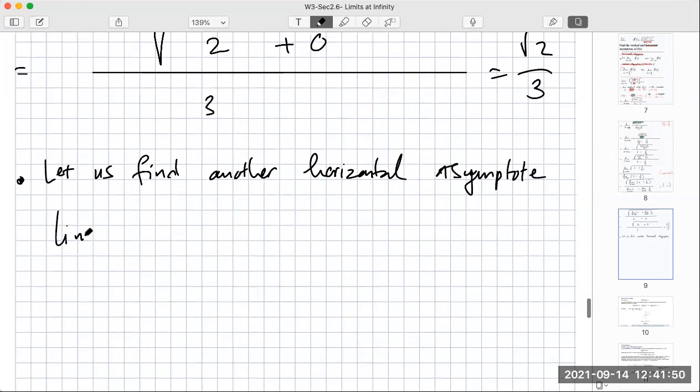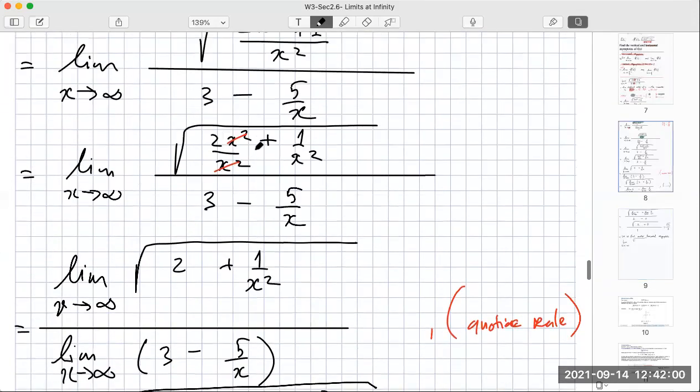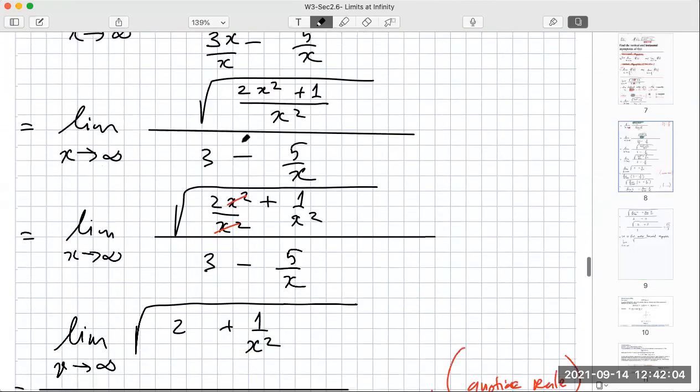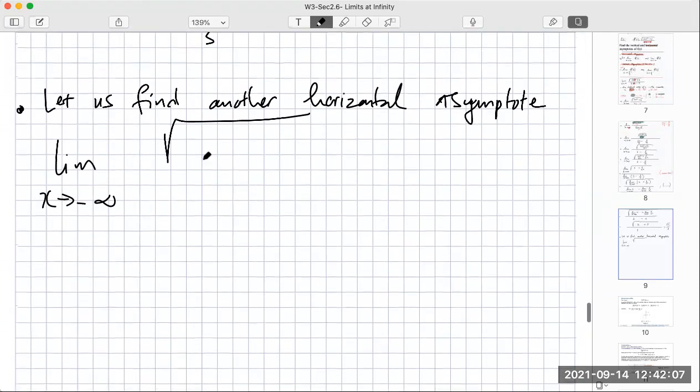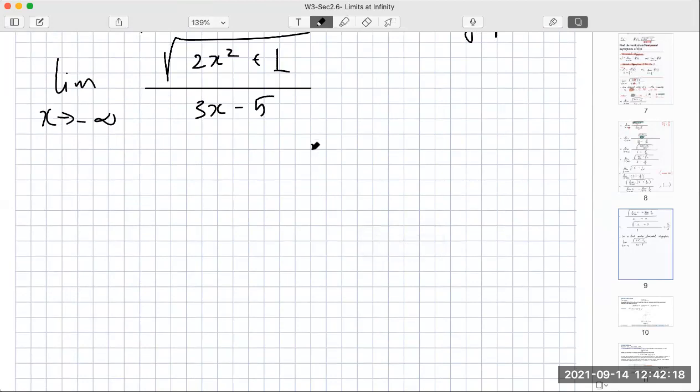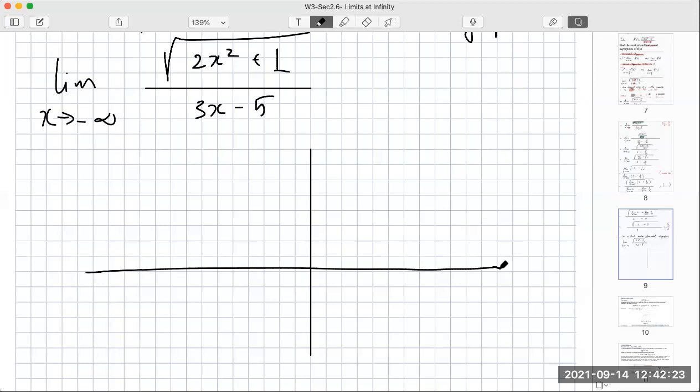By computing the limit as x approaches negative infinity of square root of 2x squared plus 1, over 3x minus 5. Okay, now let us try to sketch the graph here.